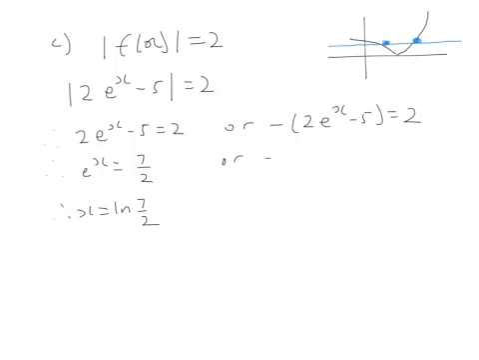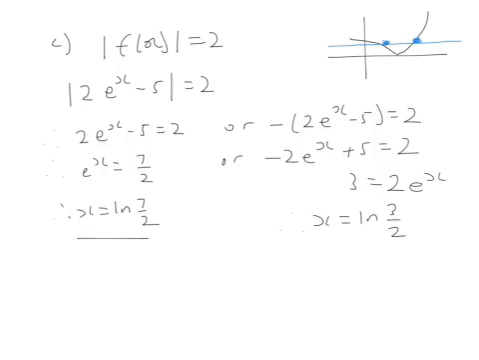Or in this case we've got minus 2e to the x plus 5 equals 2. So 2e to the x goes over this side, 2 goes over that side. So we've got 2e to the x equals 3. Therefore x is ln of 3 halves. And these are the two solutions.